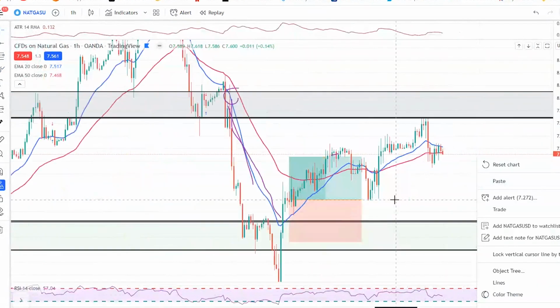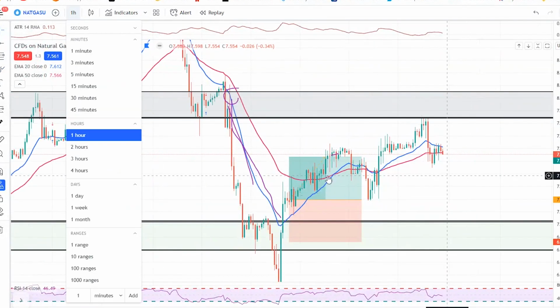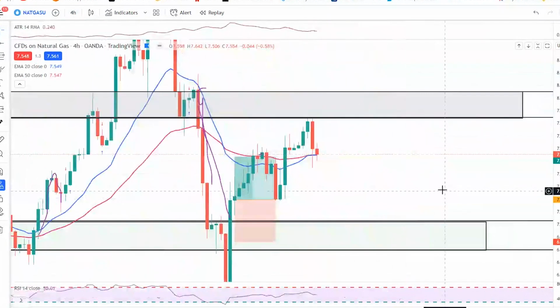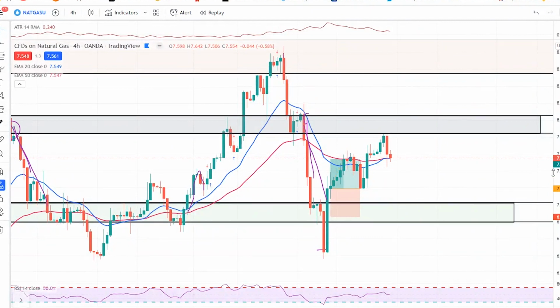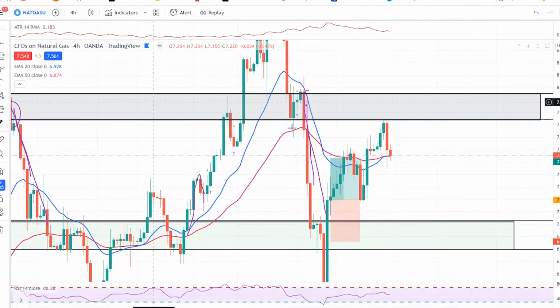So now what to expect from natural gas further, as now the take profit has been hit and the market is now above the 50 and 20 EMA. If you see closely, the 20 EMA is now crossing over the 50 EMA. Fast moving average is now taking over the slow moving average, which means the market can become bullish.